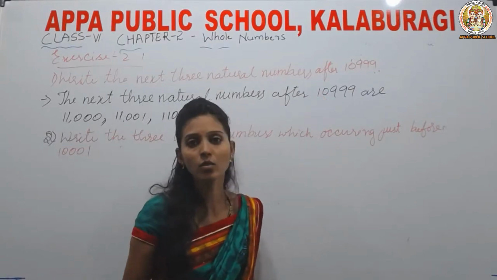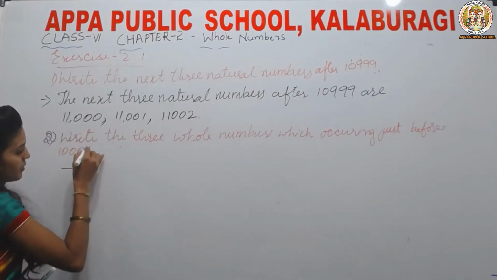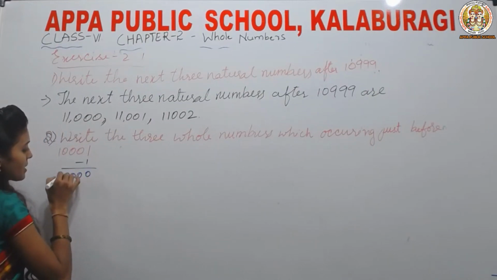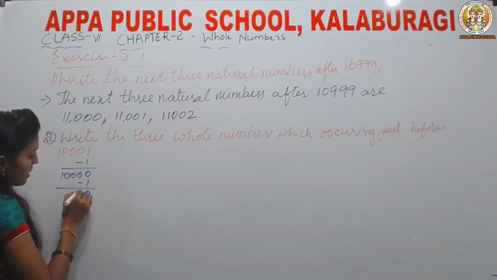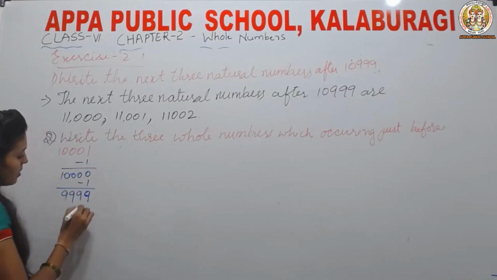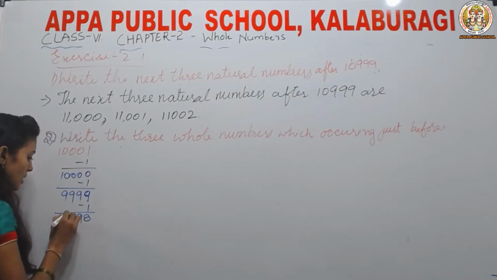Here we went on adding 1, 1, 1, 1. Here we should go on subtracting 1, 1. If I subtract, I'll get 10,000. Subtract one more, I'll get 9,999. Subtract one more, I'll get 9,998.